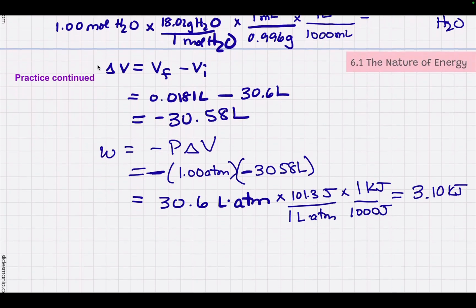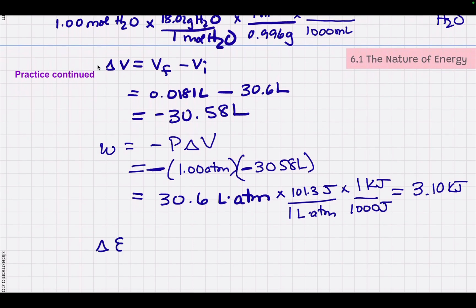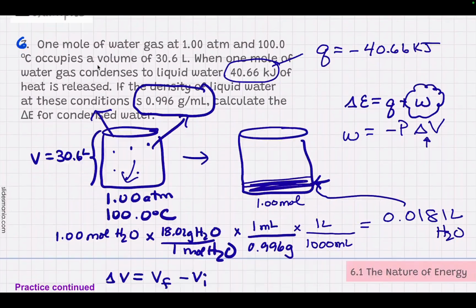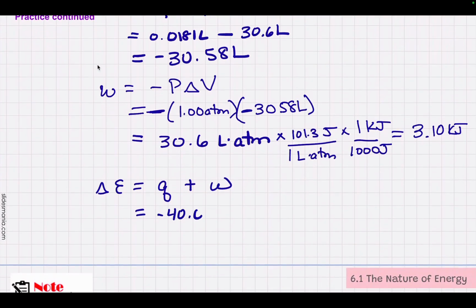So then now I'm finally ready to calculate the internal energy, which is the kinetic energy plus the potential energy. So the Q value, remember, it was an exothermic process, and the value was negative 40.66 kilojoules. And then the work is going to be a positive value. And then when I add those, I should get negative 37.6 kilojoules. So overall, the internal energy of this system is lower than what it started by 37.6 kilojoules.